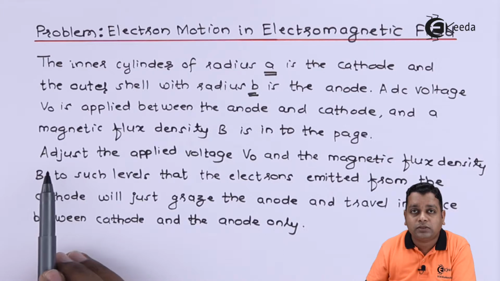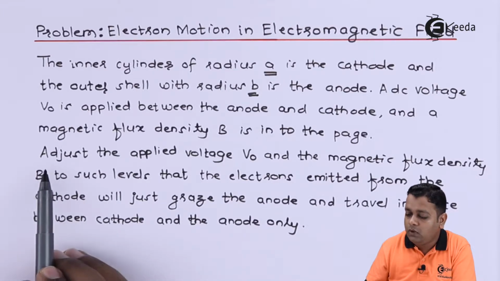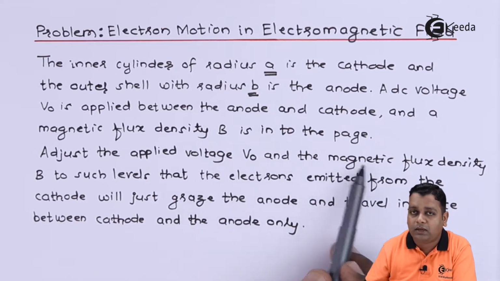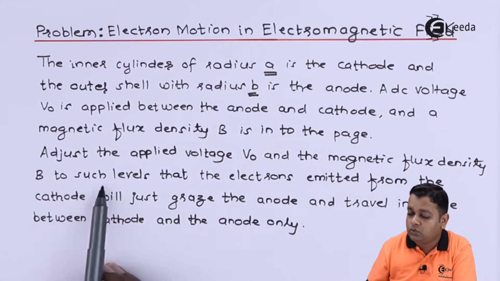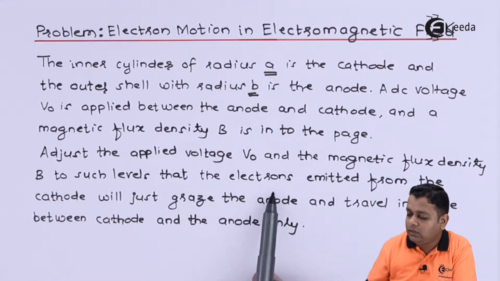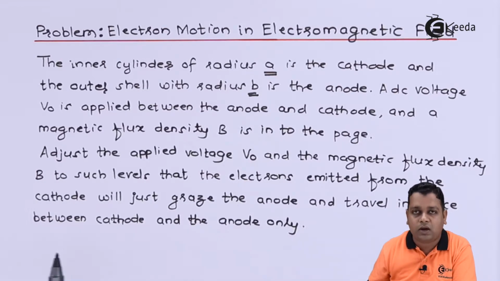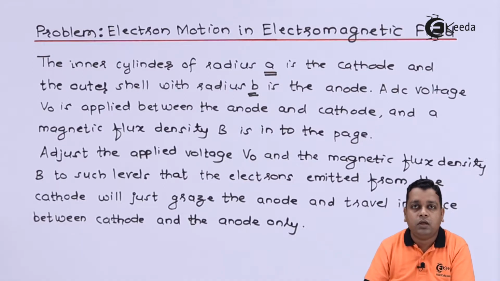What is asked in this particular problem: we have to adjust the applied voltage V0 and the magnetic flux density B to such levels that the electrons emitted from the cathode will just graze the anode and travel in the space between cathode and the anode only. Now for this particular case the diagram is given to us.